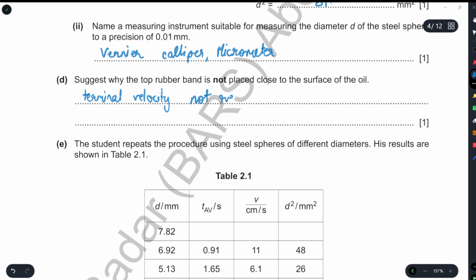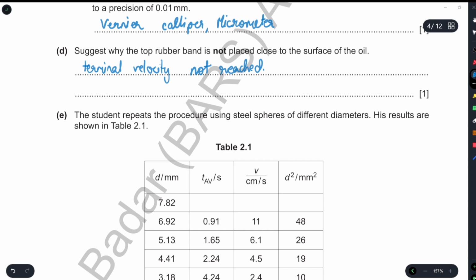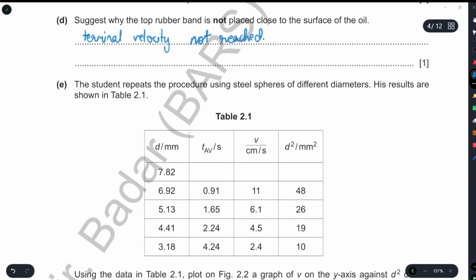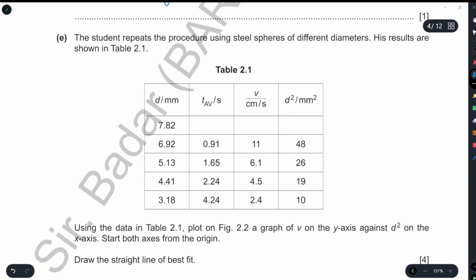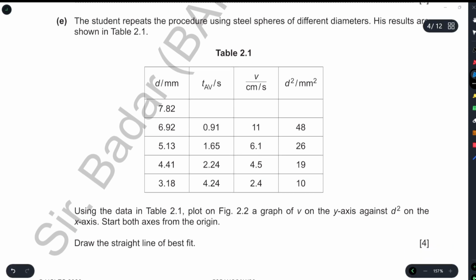ठीक है, तो हम यहाँ पे एग्जामिनर को आइडिया दे देंगे somehow कि टर्मिनल वेलोसिटी अभी रीच नहीं हुई है. Student repeats the procedure using steel spheres of different diameters. His results are shown in figure 2.1. Cool है, तो अभी 7.82 वाला तो हमारा टाइम एवरेज जो है वो 0.71 आ रहा है. वेलोसिटी 14.1 आ रही है. डायमीटर स्क्वायर जो है वो 61 आ रहा है.